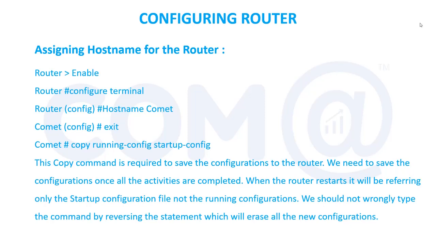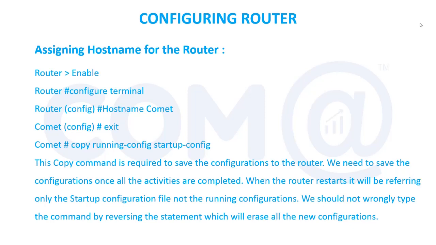The first one is assigning a host name for the router. As I mentioned in the last session, whether it is a router or a switch, the default name will be the device name itself, router. So we have to go for changing the name. Configuring this has to be done in the global mode. You know the different modes, right? The first one is the user mode.